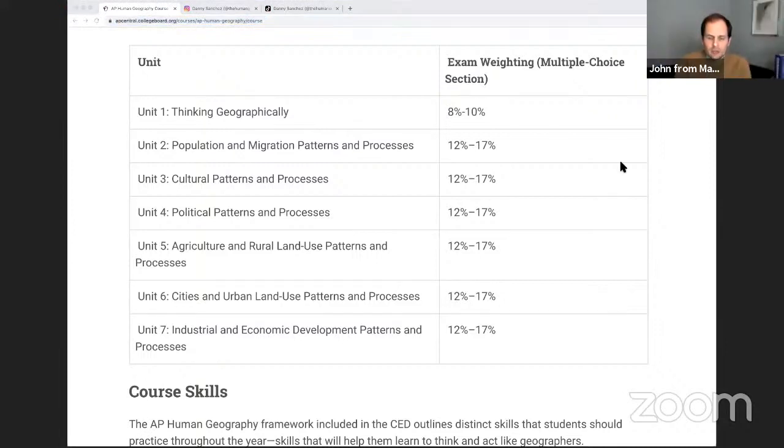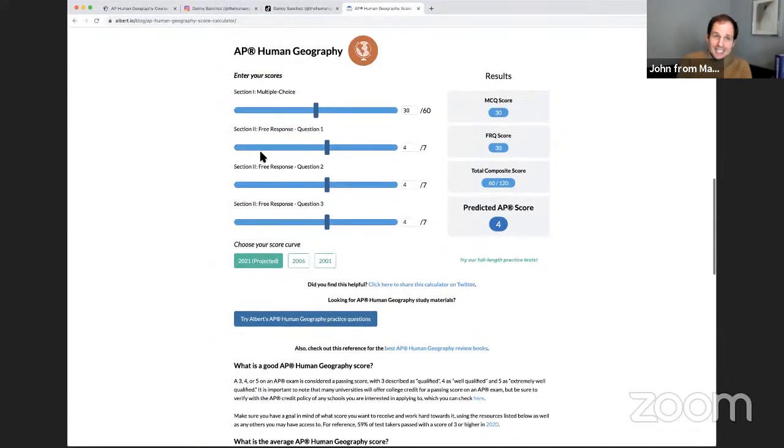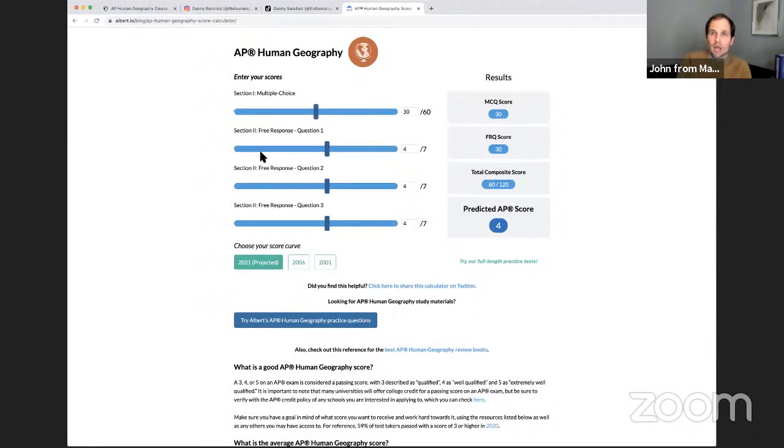Great. And what I'm going to do, Danny, I'll just put this in the chat for everyone, the link. There's another question I'm going to answer before I hand it back over to you, which is a question about how they convert the multiple choice and FRQ into the 5-point score? So this is not the most scientific way to do this, but this is pretty good. This is on the Albert.io website.